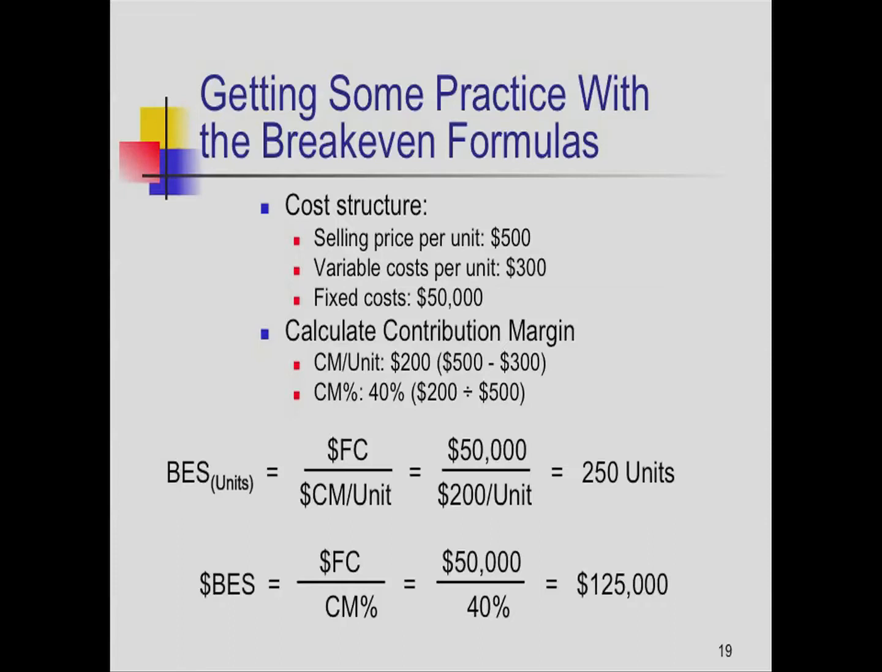Now, one of the interesting things we can do, if we know the 250 units is the break even, and we know the selling price per unit is $500, we can skip this bottom formula because 250 units times $500 per unit is how many dollars of sales? It's $125,000. So anything above 250 units, we'd be making a profit. Anything below 250 units, you'd be sustaining a loss. And the same thing with the $125,000 sales.